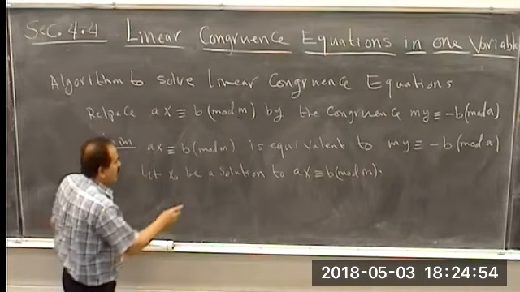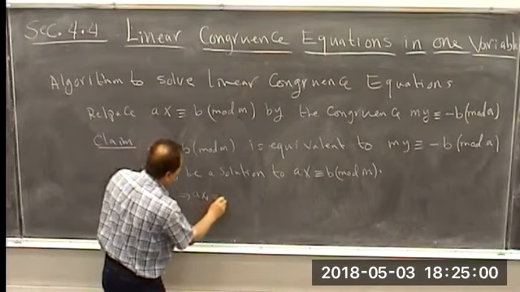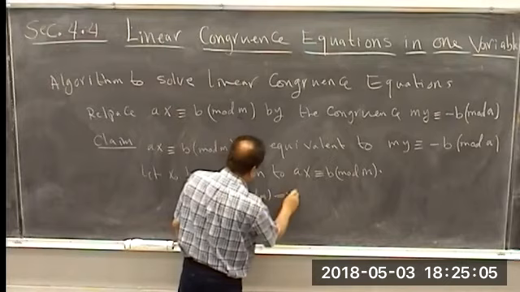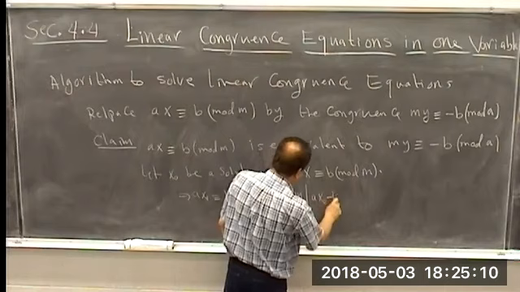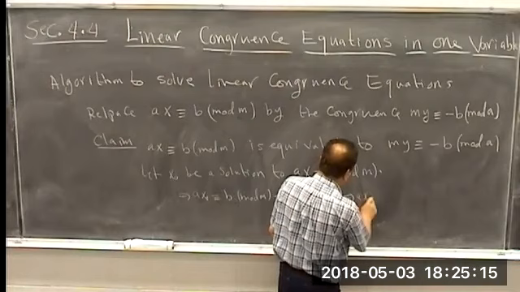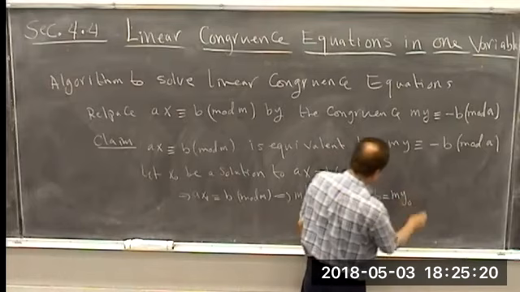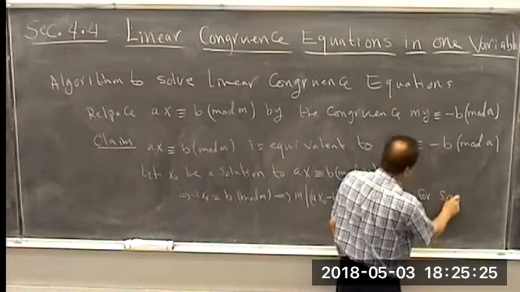Well, again, a solution to this means ax is congruent to b mod m, and this implies that m divides ax_0 minus b, and this implies that ax_0 minus b is equal to m y_0, for some fixed y_0 in Z.